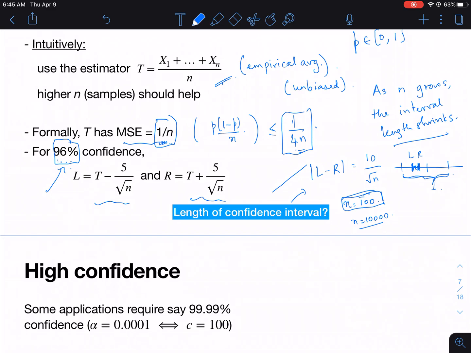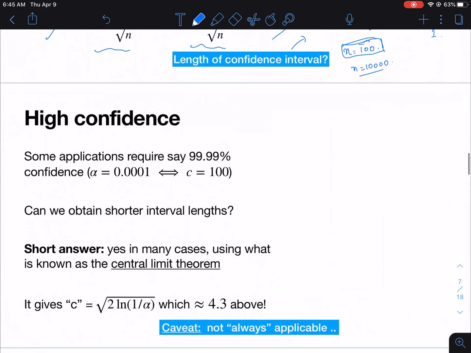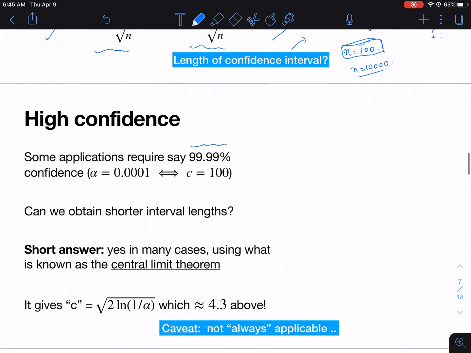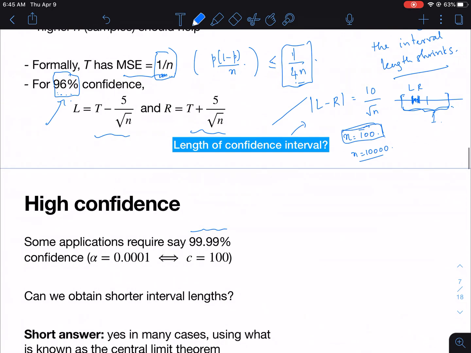And I'm only able to get a confidence interval whose length was like 1, and 1 is like this trivial guarantee that you have, right? And this actually becomes worse if you want higher confidence. The reason this was happening is because you wanted a confidence of 96%, and that's why you had this 5 by root n and so on.